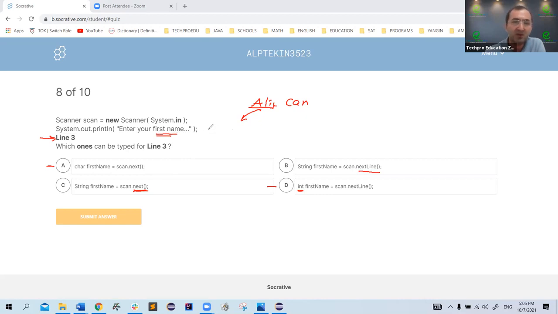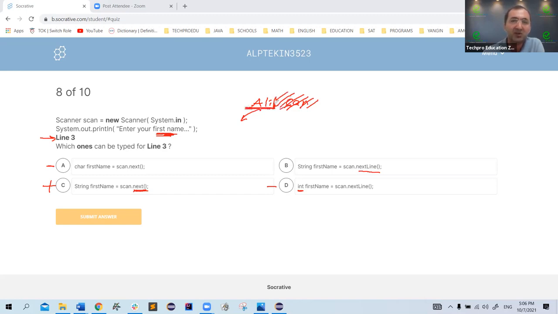If we are asking first name, it is one word. So we can use this one because it will take one word into the system. What about this? nextLine. Here we suppose that the user enters the name correctly. I mean, normally when we say first name, there will be no last name, just one word.